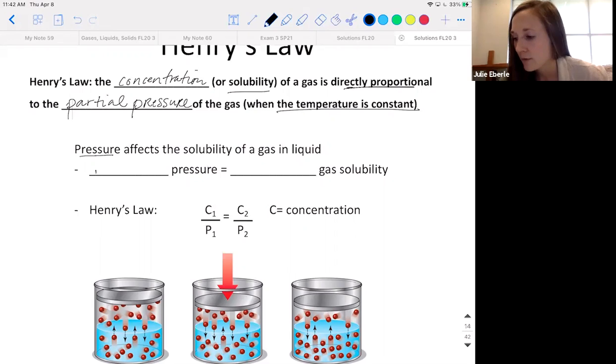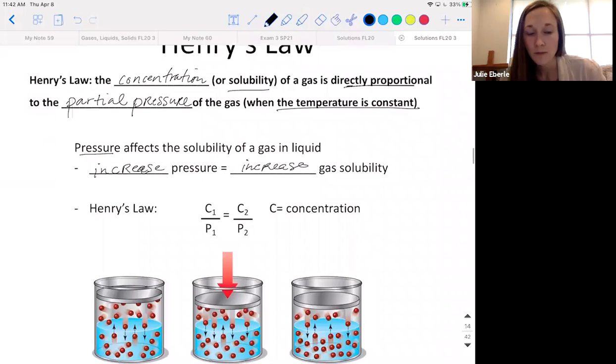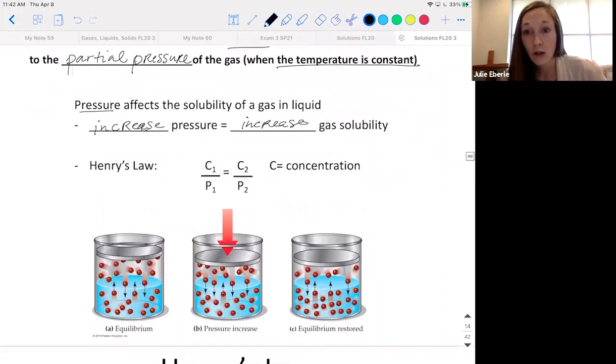How so? They're proportional, right? So if we increase pressure, we increase gas solubility. If something is proportional, then as one increases, the other also increases. So that's like Charles' law and Gay-Lussac's law. Remember, Boyle's law was the only one that was inverse, pressure and volume. So here's what Henry's law looks like. It looks a whole lot like Charles' or Gay-Lussac's or Avogadro's law.